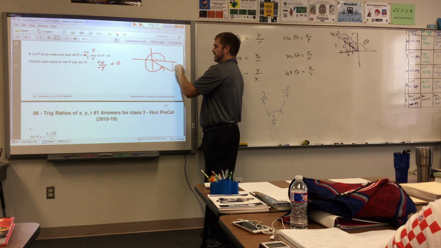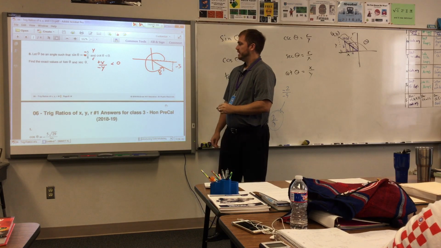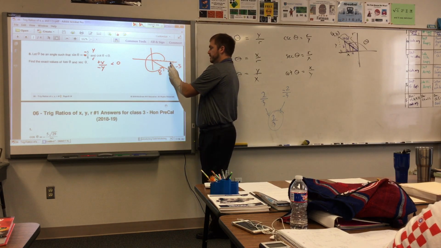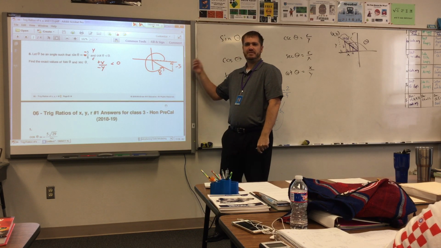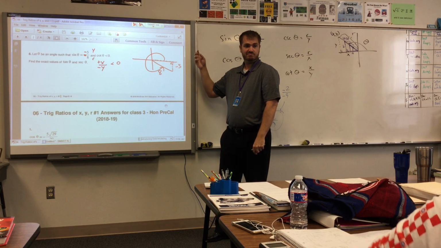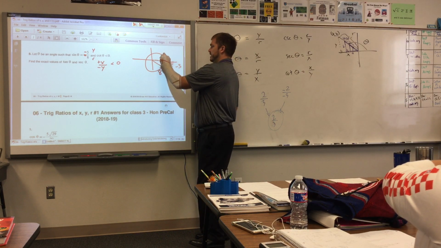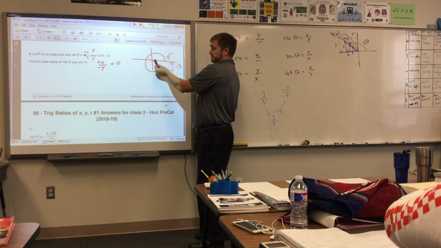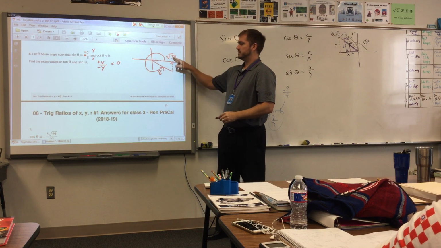So now I can go ahead and label everything. The y is -5. The r value is 8. And we can use good old Pythagorean here. 64 minus 25 is 39. Is that going to be positive or negative? Positive. So the x is kicked over to the right.